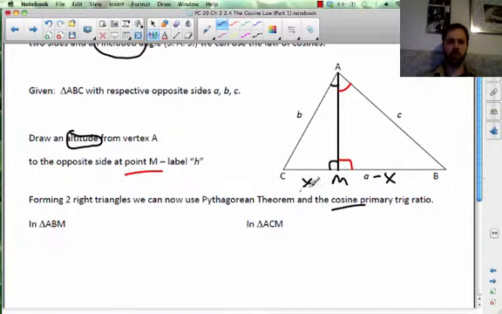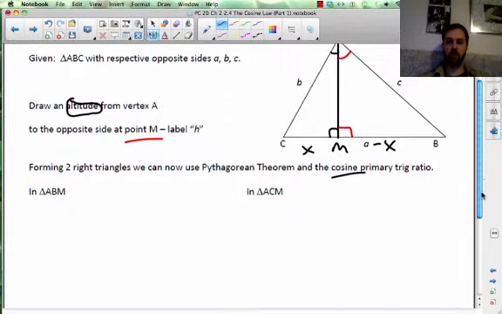So we call this length, CM, this unknown length x, which leaves this unknown length BM as A minus x, because the entire length was A. So if we subtract this length from the entire length, we're left with this one. So that's why this is A minus x, because it's the whole thing except for this part we've called x.